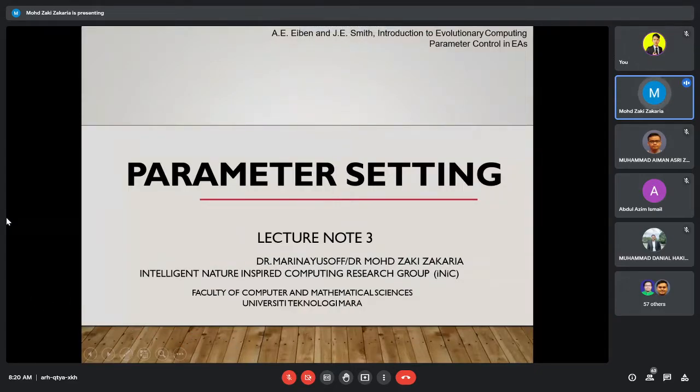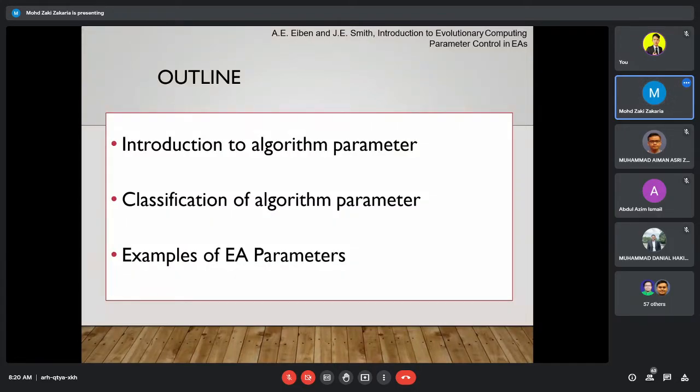So today our new topic, parameter setting. Okay, parameter setting. This is what we call the main objective for this topic. Number one, to define or to introduce parameter control, algorithm parameter.